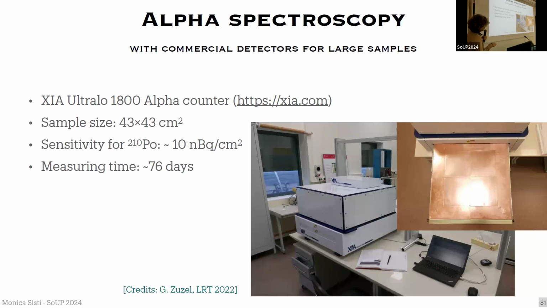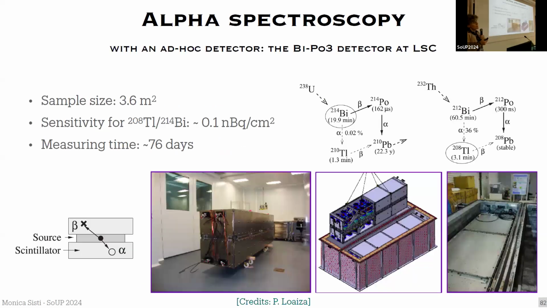this detector that you can buy. You can check it at this website, and I found in this conference presentation that you can reach, for polonium-210, for example, tens of nanobecquerel per square centimeter sensitivity with measuring times of about 80 days. And then this is a late detector. It's not existing anymore, unfortunately. It was dismounted last year.